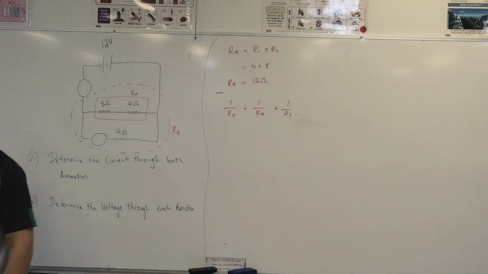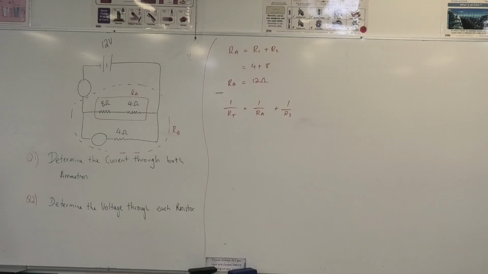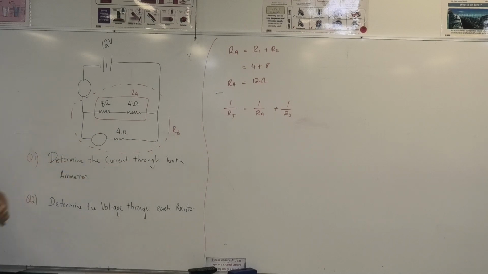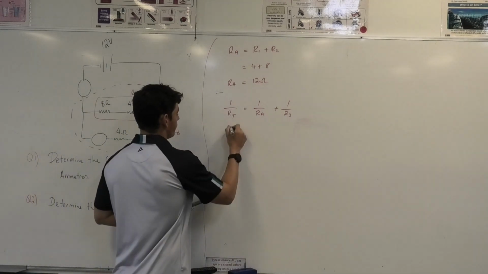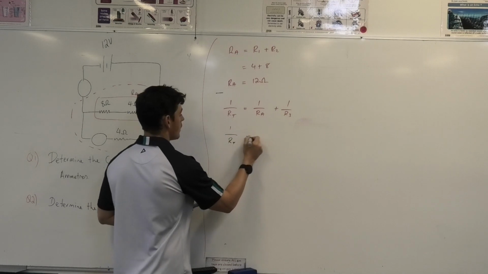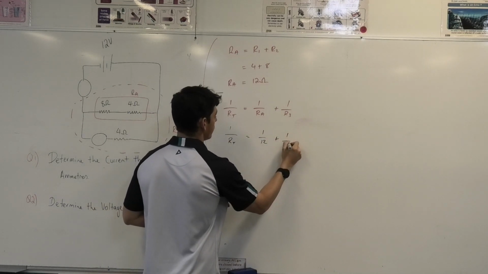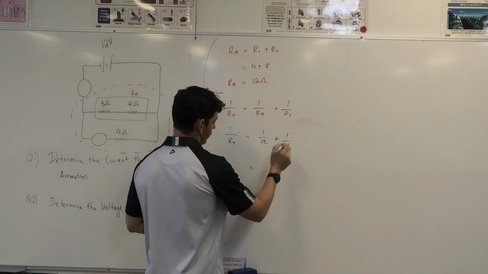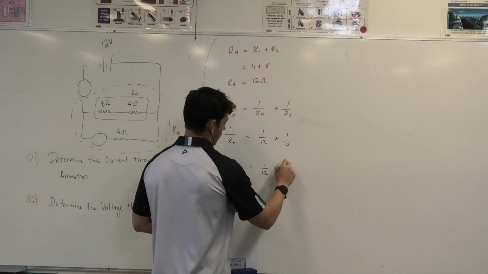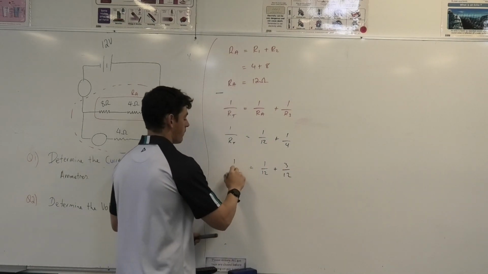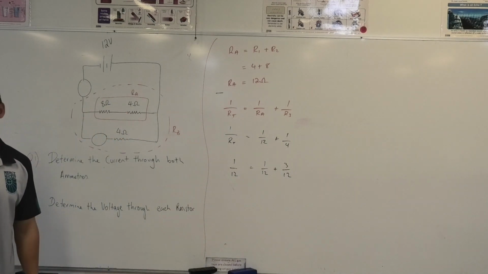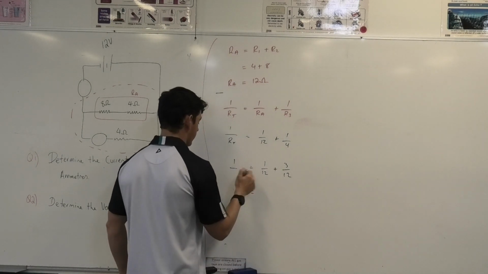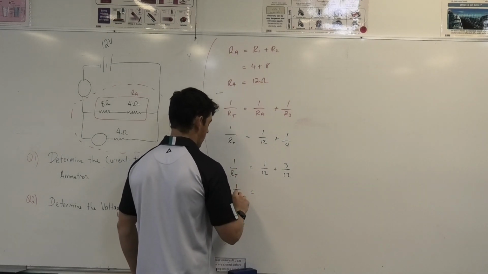What does RT stand for, do you think? Total resistance. Yep, so the total resistance, because that's the only resistor I have in there. Clear? So it'll be 1 on RT equals 1 on 12 plus 1 on 4. I now need to use my cross multiplication, or I could use common factor. Happy with that? What's 1 on 12 plus 3 on 12? 4 on 12.